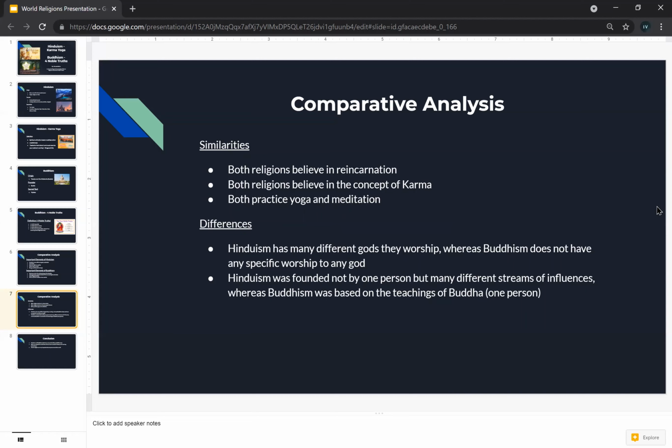Some of the key differences also include that Hinduism has many different gods they worship, whereas Buddhism was only made by Buddha, and they don't worship any specific god. Hinduism was founded not by one person, but many different streams of influences throughout the years. But Buddhism was based on Buddha's work, and that's two of the main differences between the two.